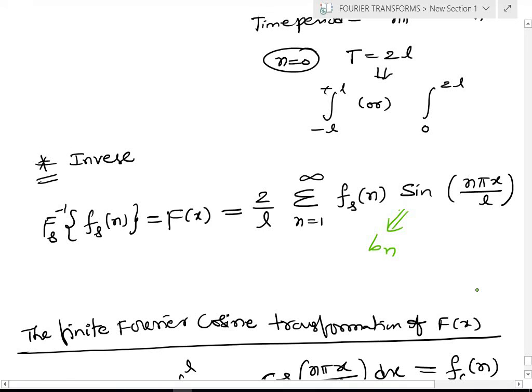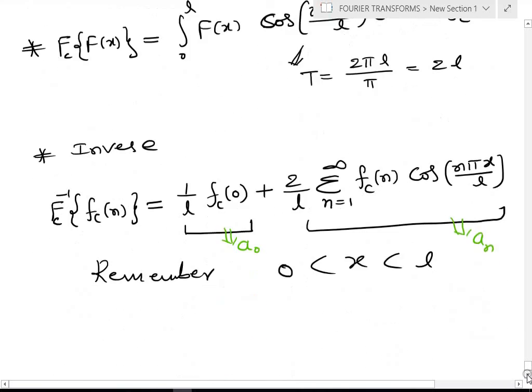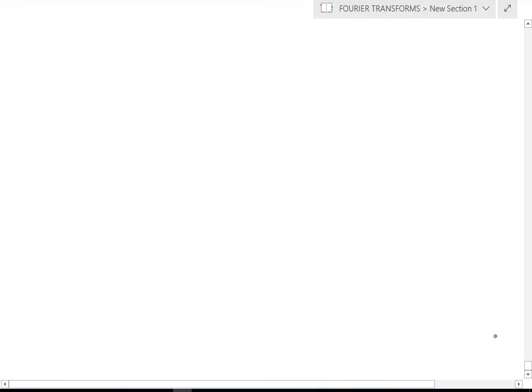Of course, this can even be derived, but we don't require that much. We'll give the statements followed by the problems related to that. So now we'll take the problems related to Fourier cosine and sine transformations. So let us take the problems related to this. I'm taking the first problem.